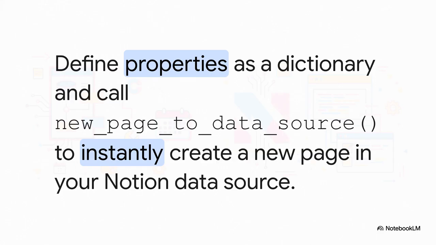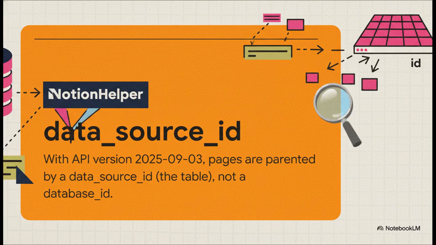a new page just magically appears in Notion. Okay, so there's one little detail here that's really important to get. This data source ID. With the newest version of the Notion API, you can think of a database as just the folder, the container. The actual table with all your rows and columns, that's called the data source, and that's what you need to target.